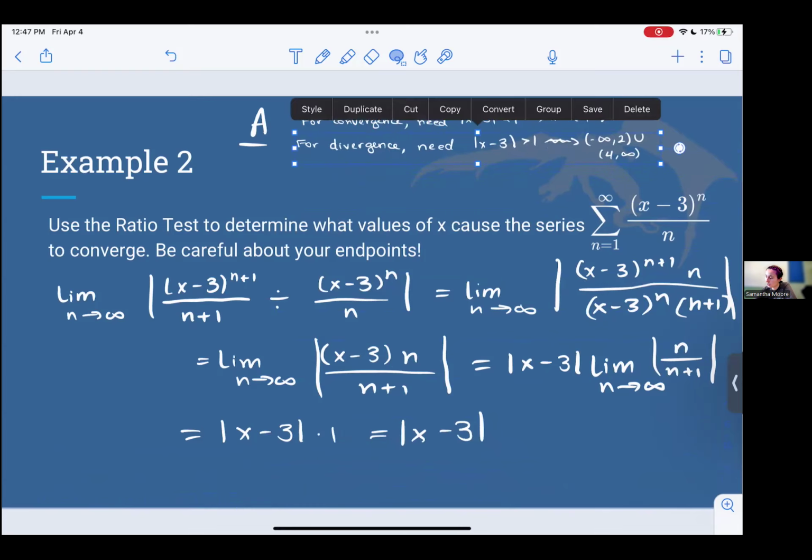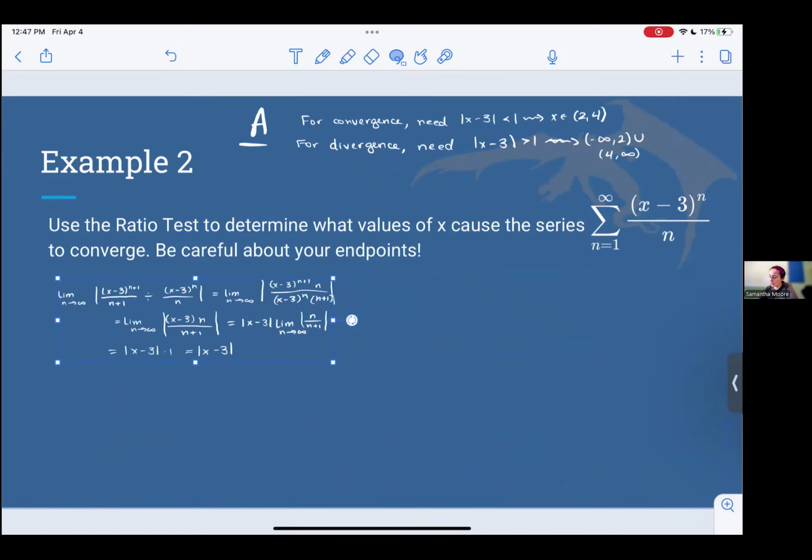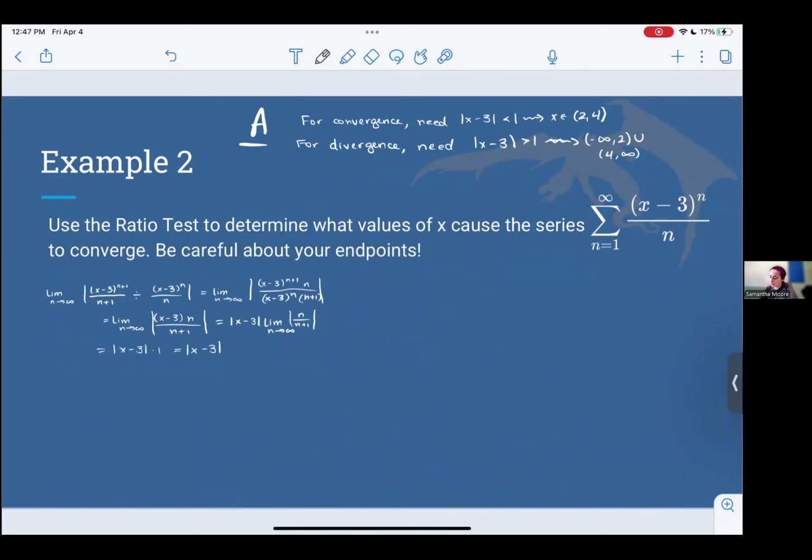Okay. And then the last thing that we need to think about is, okay, we figured out convergence and divergence for every x except for x equals 2 and x equals 4. And this is what I mean by our endpoints, is we might need to be a little bit careful about those. So that gave us sort of our main piece, and then endpoints is the other thing we need to think about. So at our endpoints, that is at x equals 2 and x equals 4.